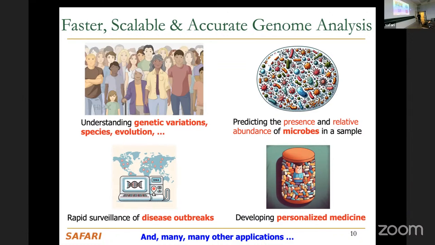So the general statement is that we really need faster, scalable, and accurate genome analysis because doing so is very important for many reasons. For example, it is really important for understanding genetic variations, species, evolution, and so on. It is also important for predicting the presence or relative abundance of microbes or organisms in a particular sample. For example, whether a certain viral genome is present or not in a certain environment. And this can be really handy for rapid surveillance of disease outbreaks, like the one we just experienced a few years ago with COVID, right?